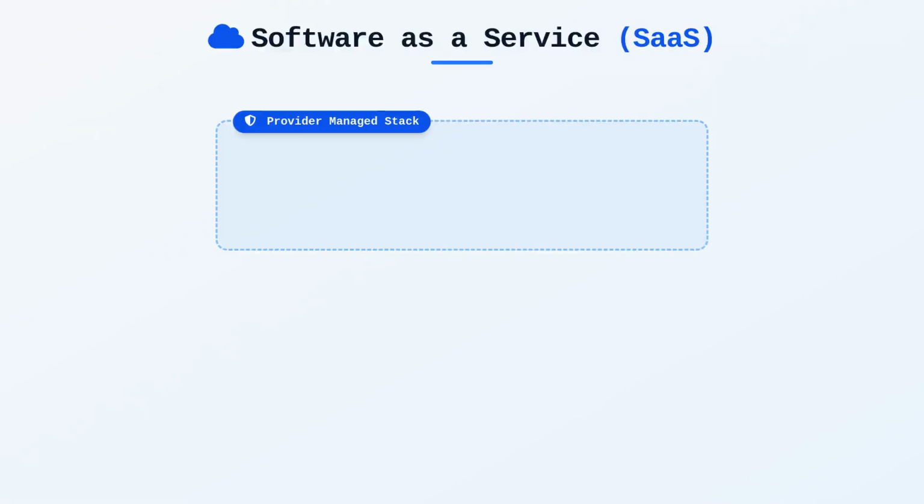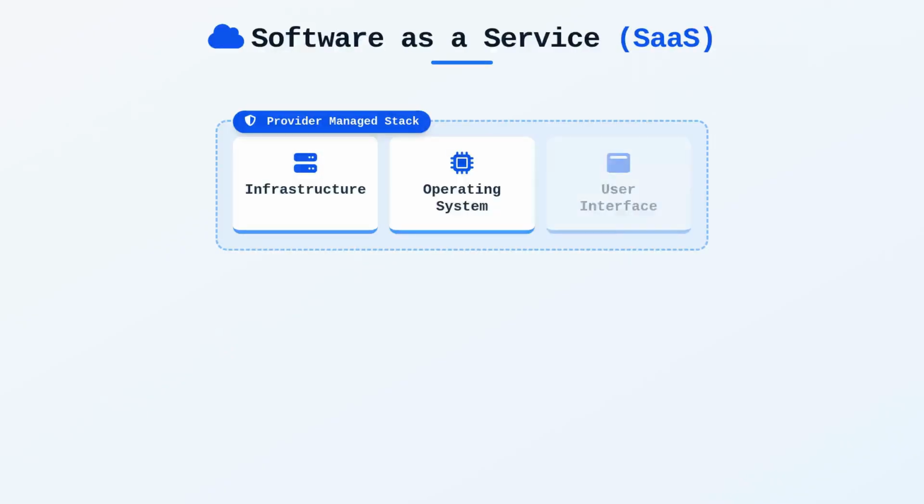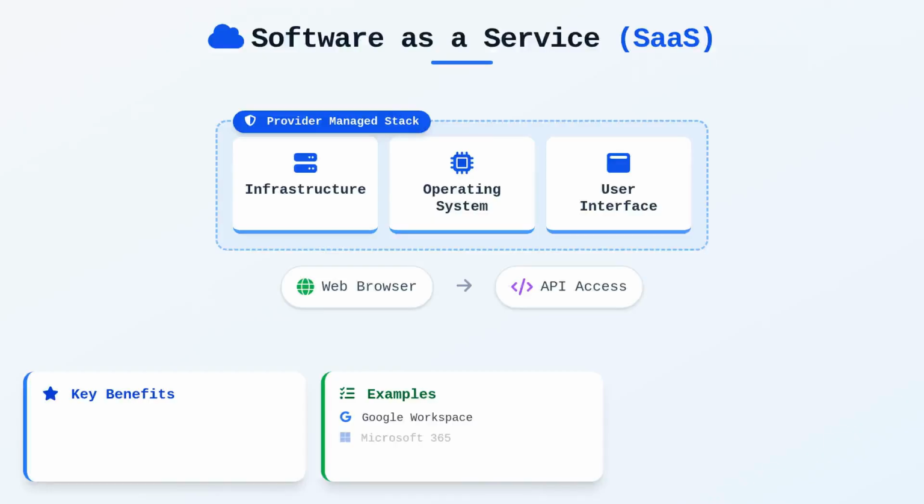At the highest level of abstraction, we find software as a service, or SaaS, which is the model most people encounter in their daily professional or personal lives. In a SaaS delivery model, the provider manages the entire stack, from the physical infrastructure and operating system down to the final user interface of the application. End users simply access these services through a web browser or API, without ever needing to know what happens in the backend. Common examples are Google Workspace, Microsoft 365, and various customer relationship management systems where you simply pay for access to a functional tool.